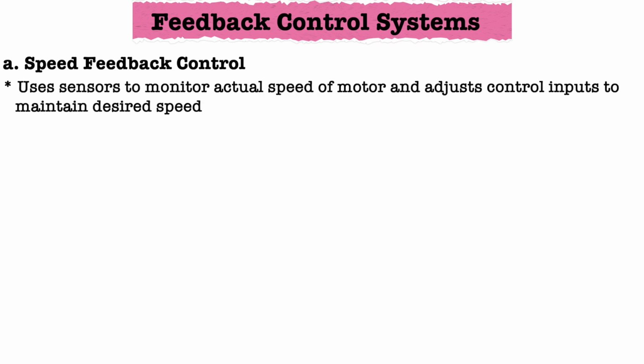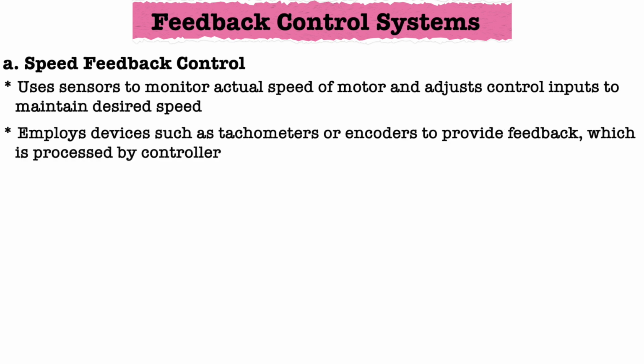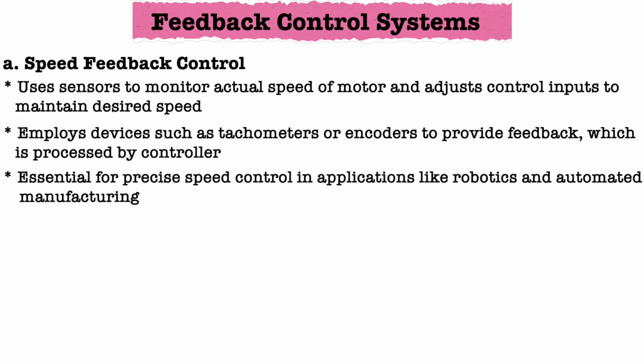Last is our feedback control system. Here the speed feedback control system uses sensors to monitor the actual speed of the motor and adjusts the control inputs to maintain the desired speed. It employs devices such as tachometers or encoders to provide feedback, which is processed by a controller, and applications are places where precise speed control is required, such as robotics and automated manufacturing.